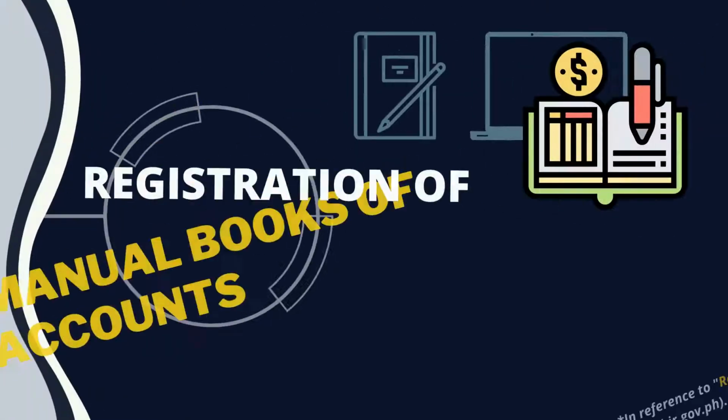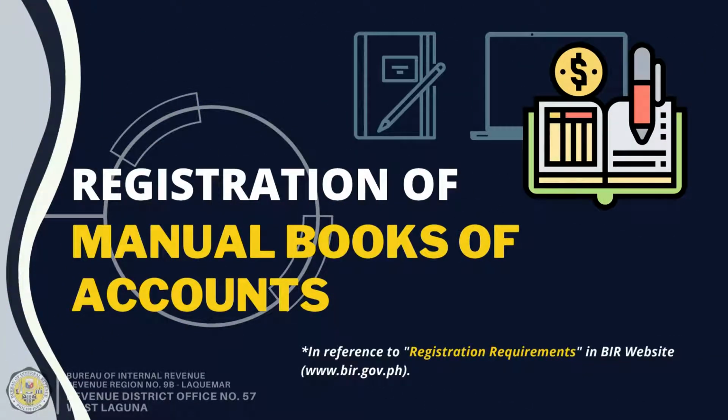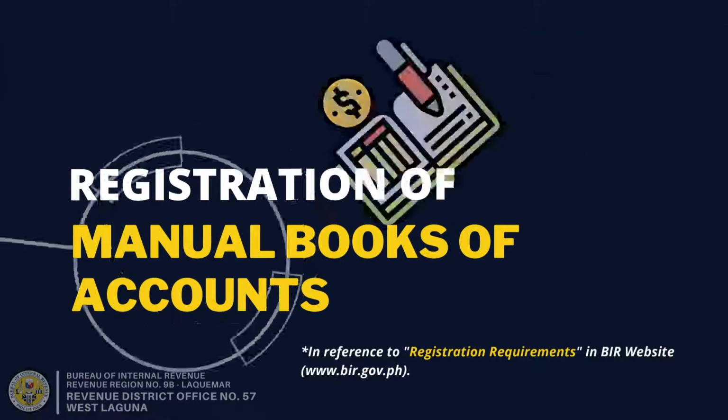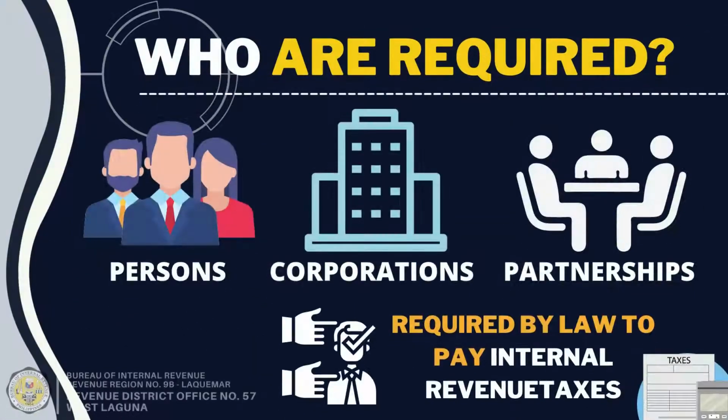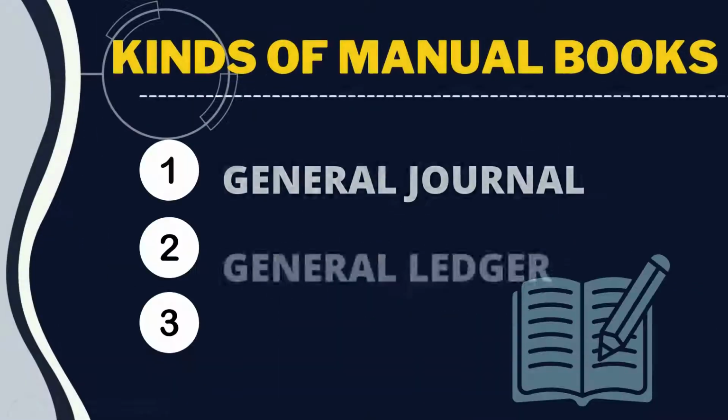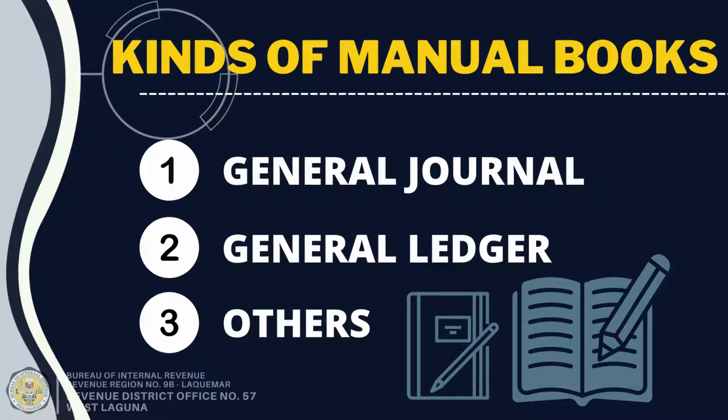Good day everyone. In this video, we will be discussing the requirements and procedures on how to register the manual books of accounts. All persons engaged in business, corporations, and partnerships, required by law to pay internal revenue taxes, shall keep and maintain books of accounts. The following are the common kinds of manual books of accounts: the general journal, general ledger, and others deemed necessary in the business.